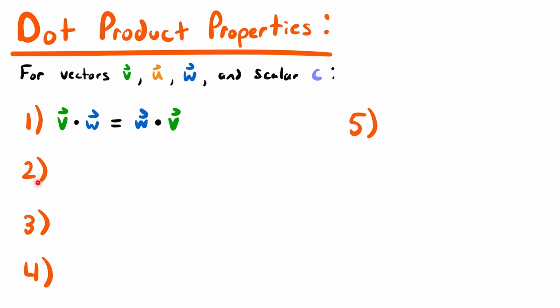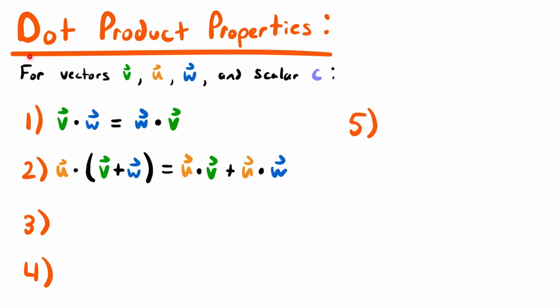Now for the second property, this is going to be our distributive property. If we have a vector u multiplied by the addition of vector v and vector w, that would be the same as multiplying vector u via the dot product to each of those vectors individually and adding them together. So that looks like this. We'll have vector u multiplied by vector v, and then we'll add that to vector u multiplied by vector w.